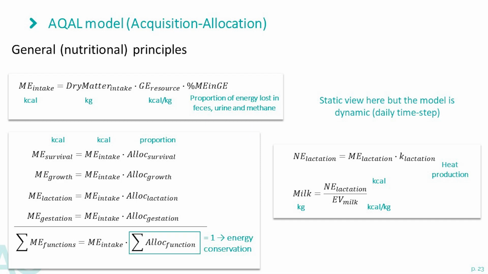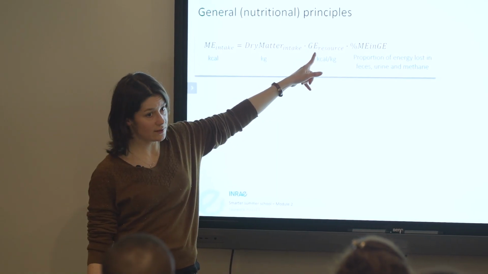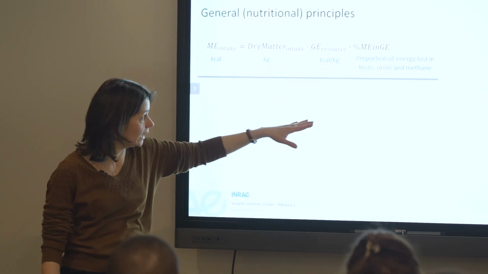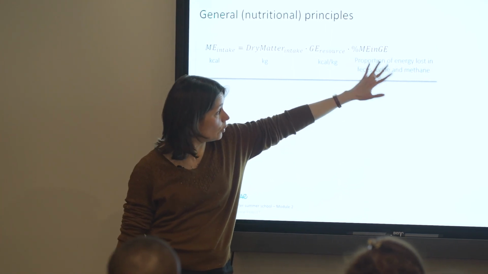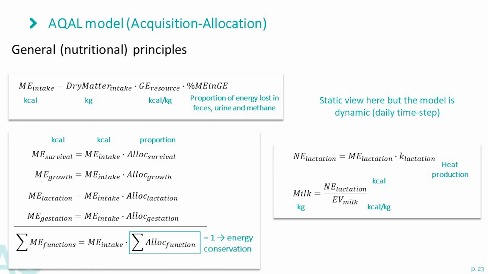But not all this energy is available, because you have some loss in feces. Part of the energy can't be digested. And in ruminants, you have some loss through methane. So to get what we call the metabolizable energy, the energy that can be used by biological functions, you need to compute the gross energy intake, so the quality of my resource multiplied by dry matter intake, and account for a proportion of loss in this gross energy.